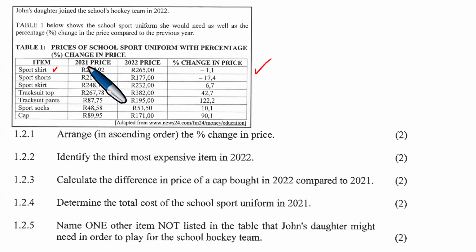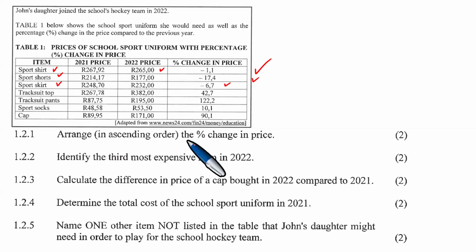You have the item, the sport shirt, with a 2021 price of 267 rand 92 cents. In 2022, it is 265 rand, and the percentage change in price is minus 1.1%. The sport shorts in 2021 were 214 rand 17 cents; in 2022, 177 rand, a percentage change of minus 17.4%. The sports cap was 248 rand 70 cents in 2021 and 232 rand in 2022, a change of minus 6.7%, et cetera. This was adapted from the News 24 site.